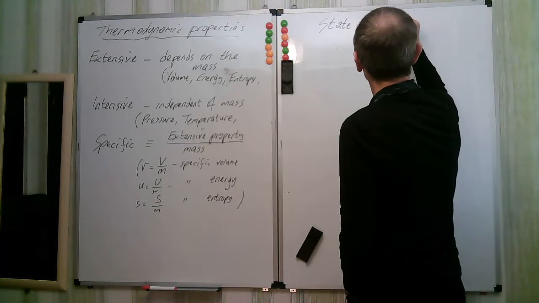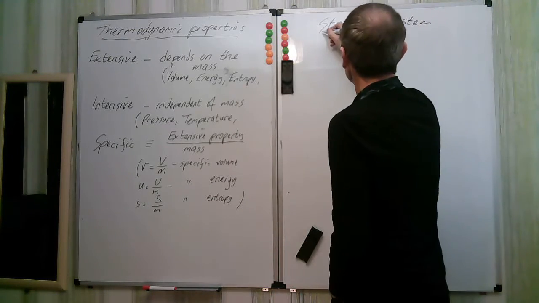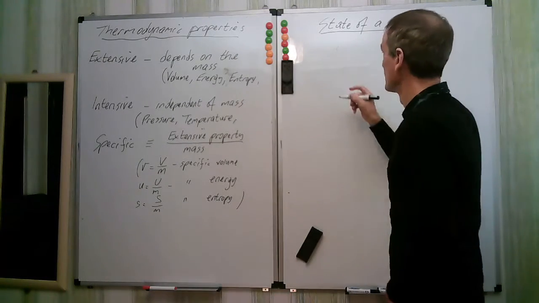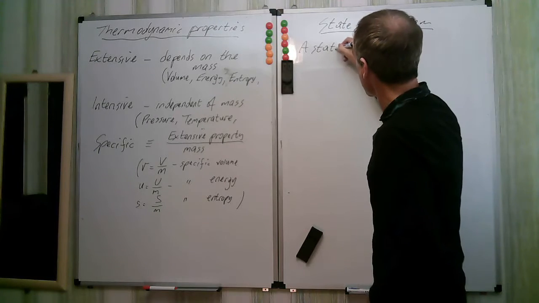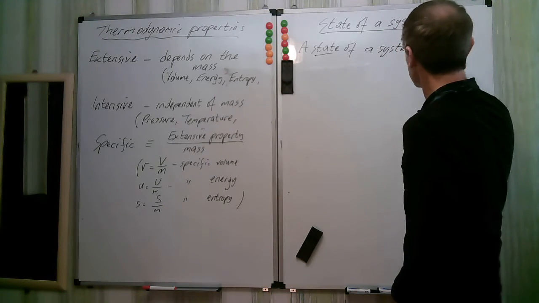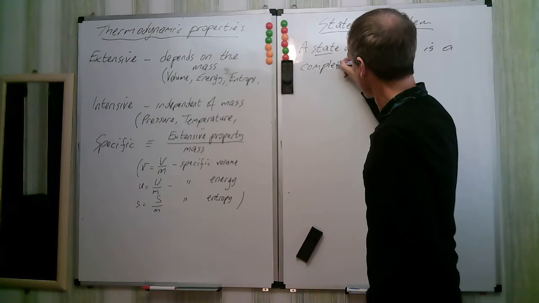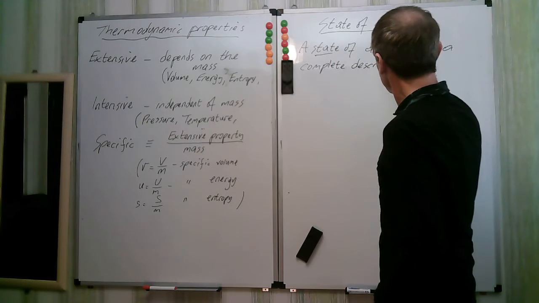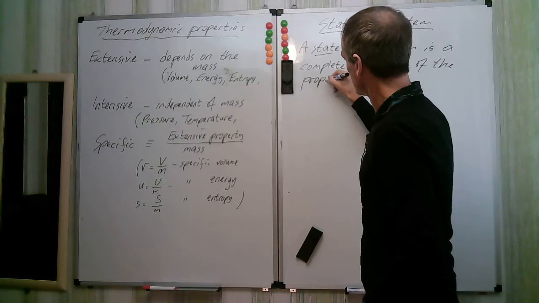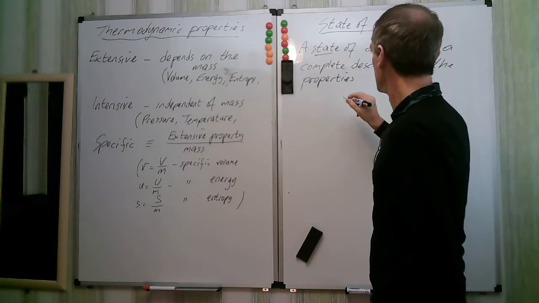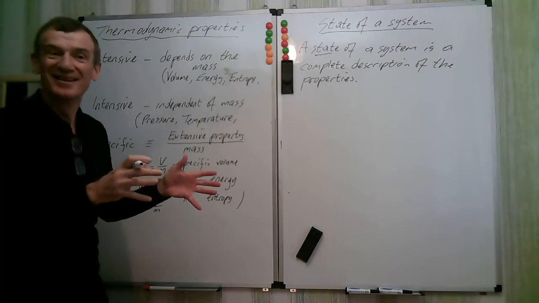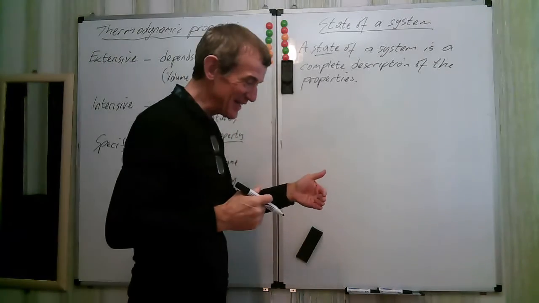So the next thing I want to talk about is the state of a system. It's related to properties. A state of a system is a complete description of the properties of the overall system. So if we know all the properties, we know all the values of the properties, then we know the state.